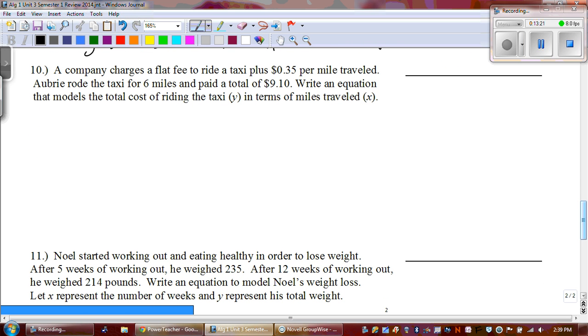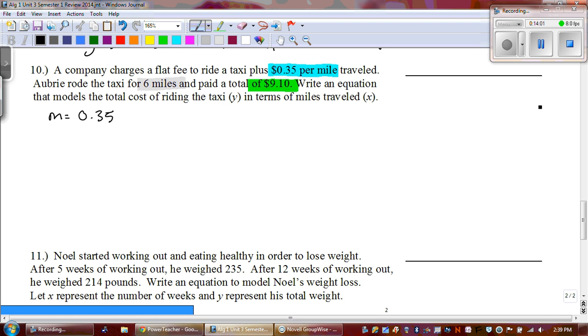Okay, number 10 says a company charges a flat fee to ride a taxi plus 35 cents per mile. Aubrey rode the taxi for 6 miles and paid a total of $9.10. Write an equation that models the cost of riding a taxi, y, in terms of miles traveled. So they told us the slope. The slope was where we used the word per, and that was 0.35.